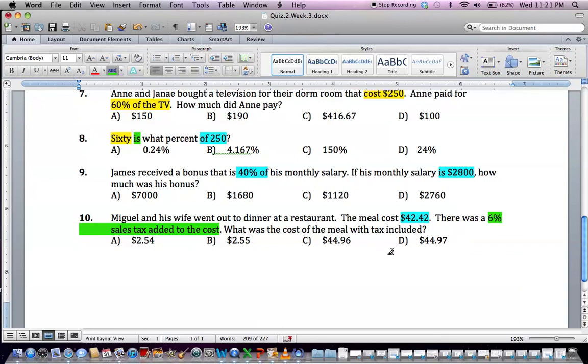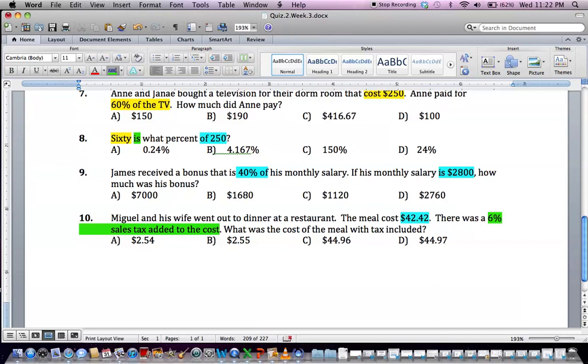What we want to do is find out the cost of the meal with tax included. A little hint: we've got to find 6% of this and then find the total cost. This was the original cost of the meal alone. Then we need to add 6%. So we need to find 6% of this. Remember, we did this in class.